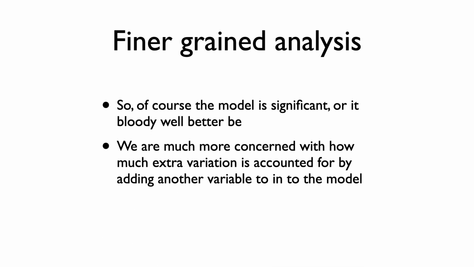We're much more concerned with how much extra variation is accounted for by adding a new variable in the model. So think about going back to our original example, which is we're going to predict people's income by their IQ and their parents' background, their parental income, their socioeconomic status. Great. So once we've explained the variance due to IQ in income, when we bring in the other variance, which is variance due to parents' income, parents' socioeconomic status, that should explain some extra unique variance in income.